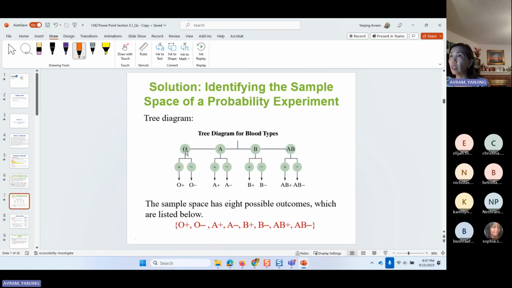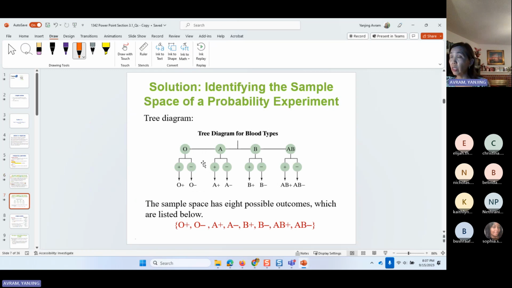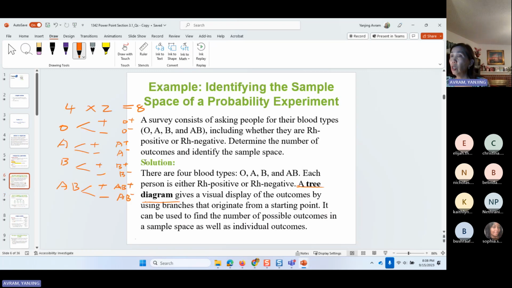In here, you can draw this type of tree diagram. I drew it the horizontal way, and for this one the vertical way, but it's the same thing, right? You have O, A, B, and AB, and then each one has a positive and a negative. So now you have 8 different outcomes. Okay, so how do I count the 8?